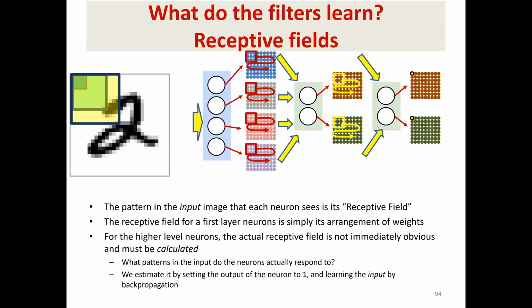And you would do it by perturbing the input. If perturbing the input changed the output a lot, then that input was relevant. If not, it was not. So you'd have to actually use backpropagation to compute these, the receptive field. The receptive field of a filter is the pattern, or the region of the input, that the filter responds to.